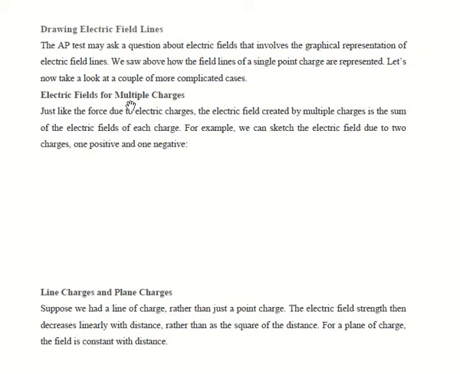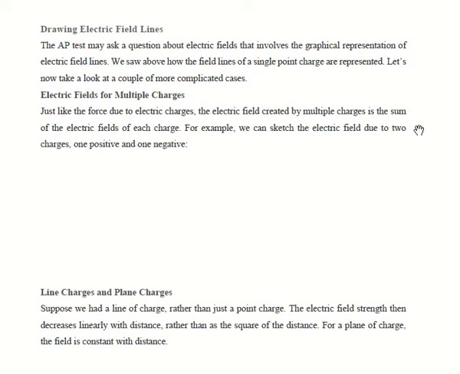So when we have multiple charges, we're going to do the same thing we would do with a force. We have that idea of superposition: two things being in the same spot at one time. So we'd have some electric field from the first charge, some electric field from the second charge. We just add those up. Keep in mind, when you add vectors, direction is a big factor.